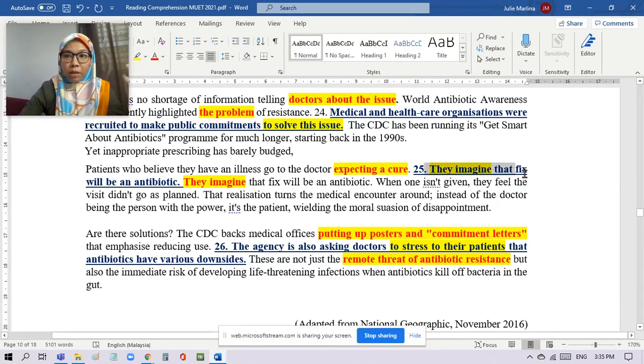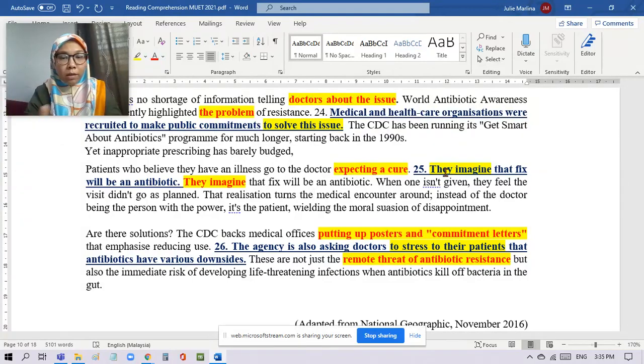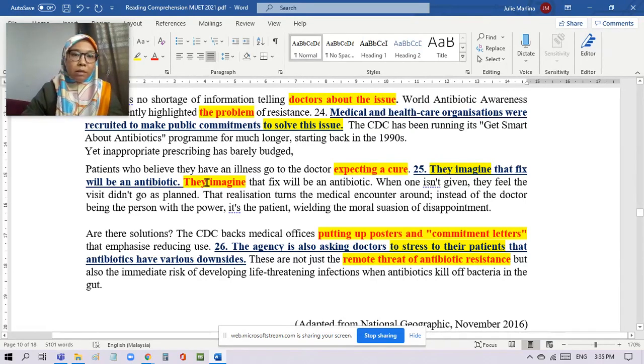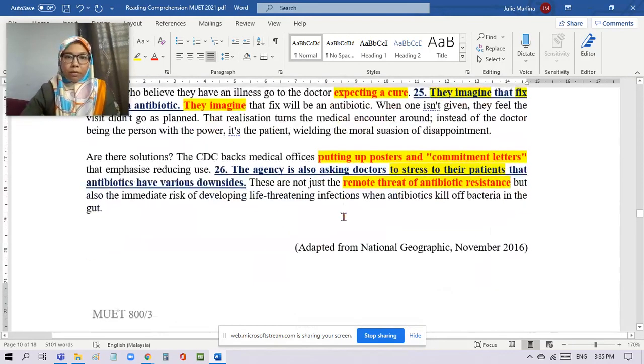Okay, so they imagine that fix will be an antibiotic. They imagine, again, the word imagine. Of course, when they are talking about the same thing, it will be in the same paragraph. Okay, so that would be the keyword or the tips when you are choosing your answer. Okay, so they imagine the same words. And then fix, of course, when you are talking about expecting a cure, you are talking about fixing something. Okay, all right, next one, the last one.